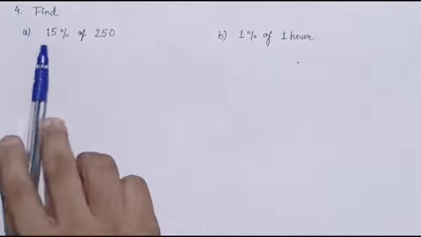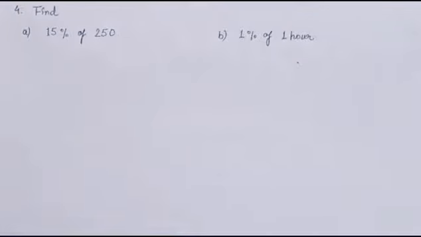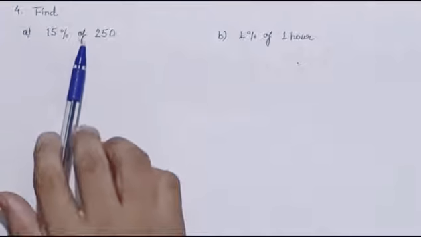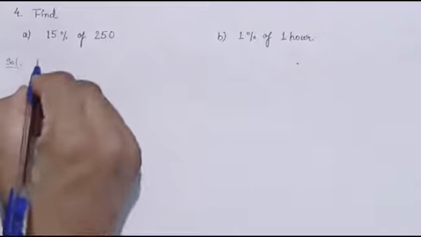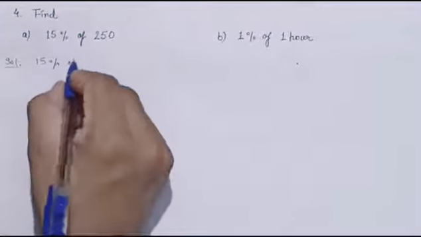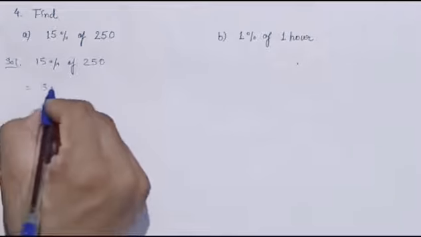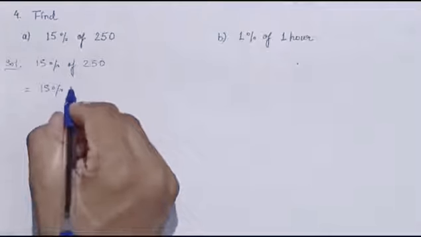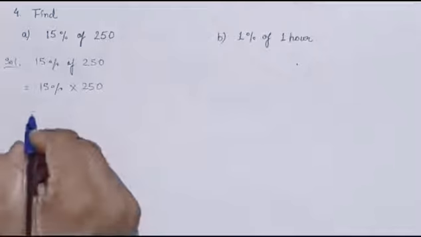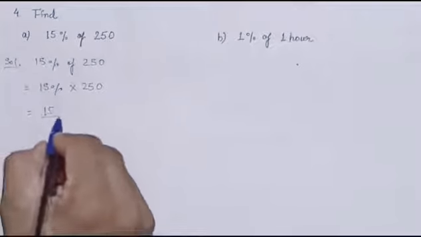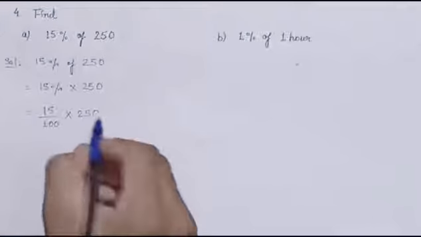Find A 15% of 250 and B 1% of 1 hour. Now students, you know this of means multiplication. So let us see the solution. Here it is given 15% of 250, which we have to determine. So it can be written as 15%, in place of of we can put multiplicative sign and then 250. Again, you know 15% means 15 by 100 into 250. Now let us simplify it.